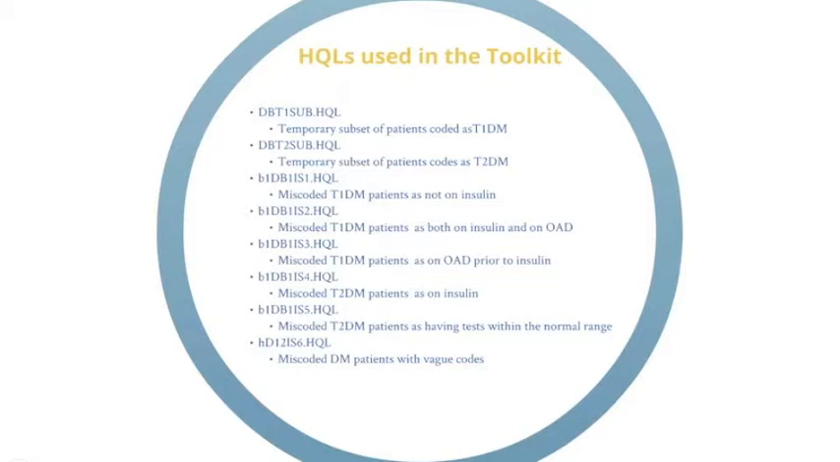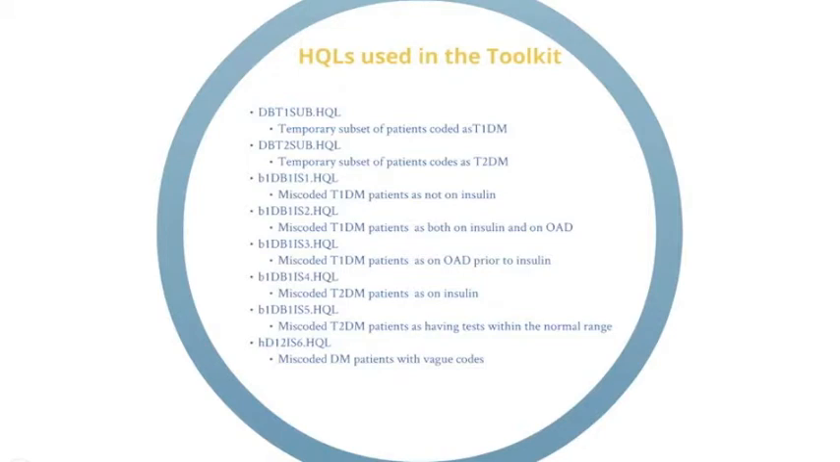The fourth search set also intends to find people who are miscoded as type 1 diabetic. It locates those people on insulin and an oral anti-diabetic medicine. The logic in this is that people with type 1 diabetes should not concurrently be prescribed oral anti-diabetic medicine and insulin. The fifth search set intends to find those people miscoded as type 1 diabetic. It locates those people who were started on an oral anti-diabetic medicine before insulin.